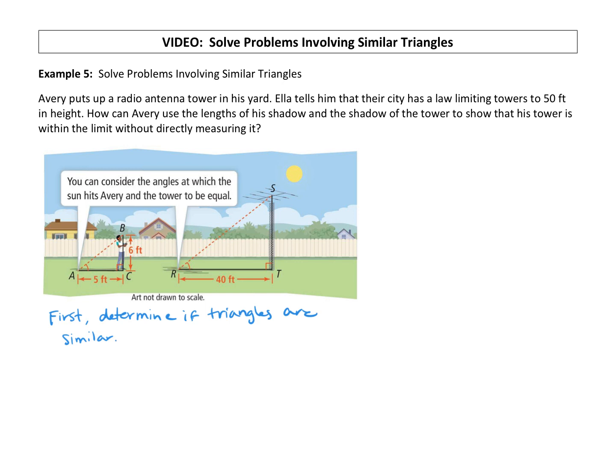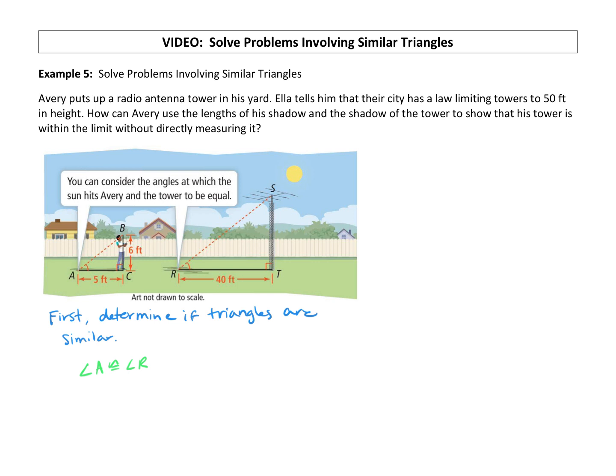So they gave us some pretty helpful information right here. They said that you can consider the angles at which the sun hits Avery and the tower to be the same. So what that means, they even marked it right here, is that angle A is congruent to angle R.